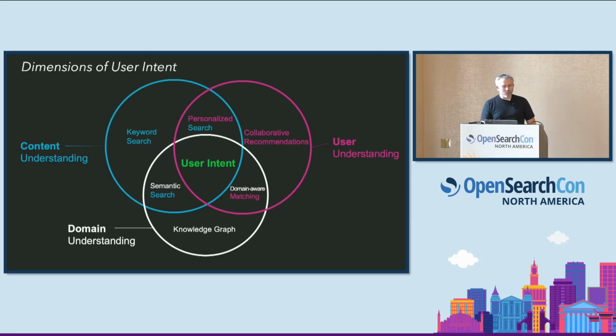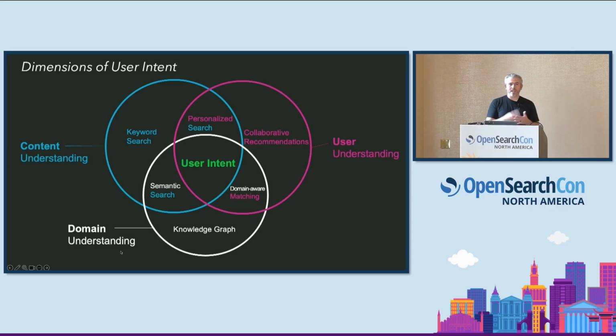So this is a general mental model that I like to use for describing what we do when we're trying to solve search relevance problems. It's the dimensions of user intent. There are 3 key categories here. When somebody types in a query, there's the content itself that you're searching, there's user behavior, understanding the user and what they're looking for, and then there's this notion of domain understanding.